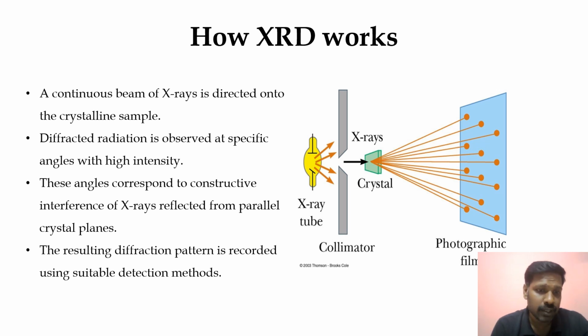How XRD works? In XRD, a beam of X-rays is directed onto a crystalline sample. The X-rays interact with the atomic planes inside the crystal. At certain angles, the reflected X-rays combine and produce strong intensity peaks. These angles correspond to constructive interference and the pattern is recorded by the detector.